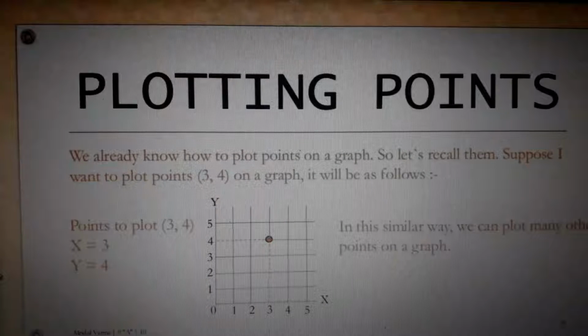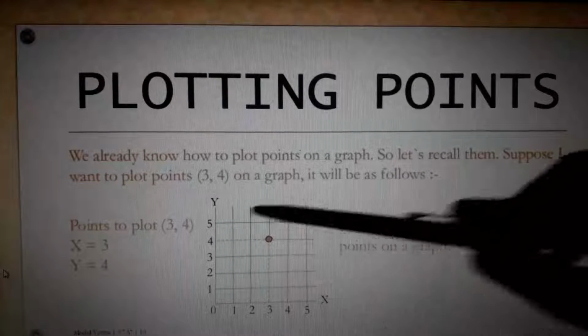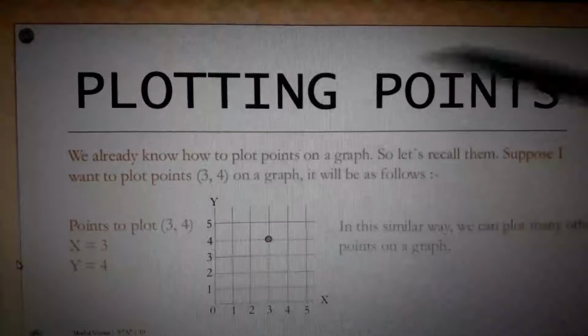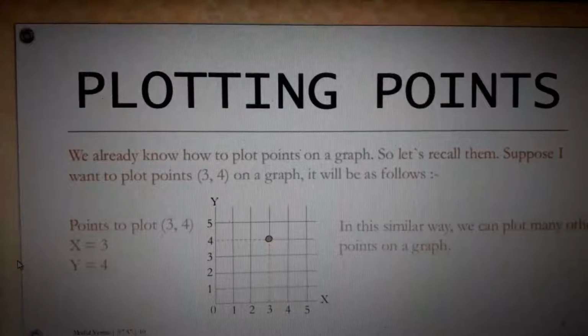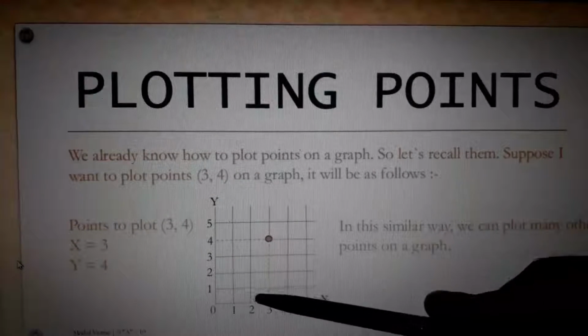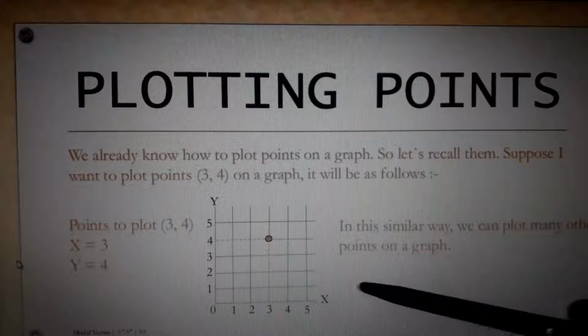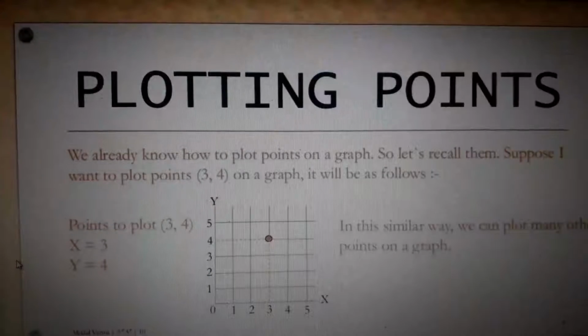Suppose I want to plot the point 3, 4 on a graph, it will be as shown. This is a similar type of graph. You know all graphs have 2 axes, one is x and one is y. 3-dimensional graphs have one more axis, as already said, but now you are not going to study it. In this case, we are choosing each square of the graph as 1 centimeter. 1, 2, 3, 4, 5, 6, 7, 8, 9, 10, like that. Here also 1, 2, 3, 4, 5, 6, 7, 8, 9, 10.